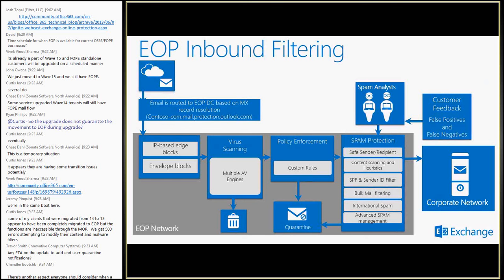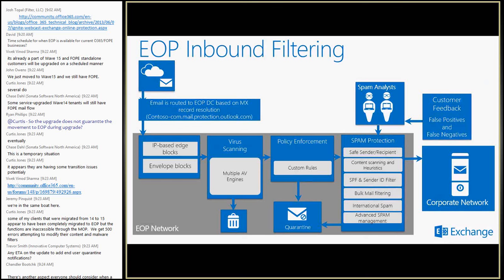What you can see here, though, is a change from where we were with FOPPE. With FOPPE, we just had a single MX record that you pointed your domain at, and that was as simple as that. In EOP, we've changed things slightly because what we can now do is regional routing.